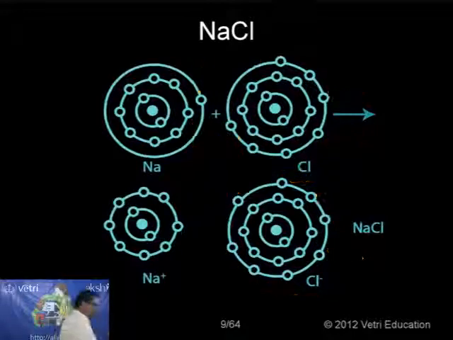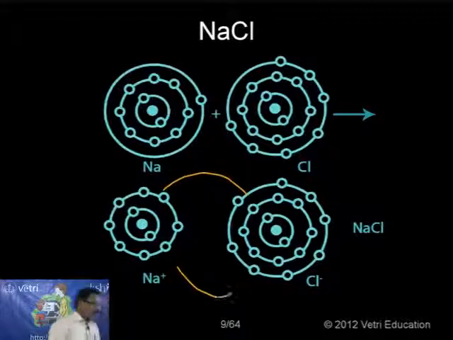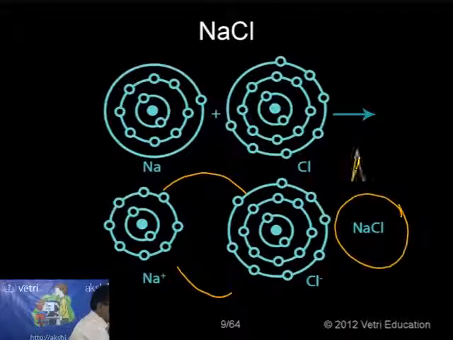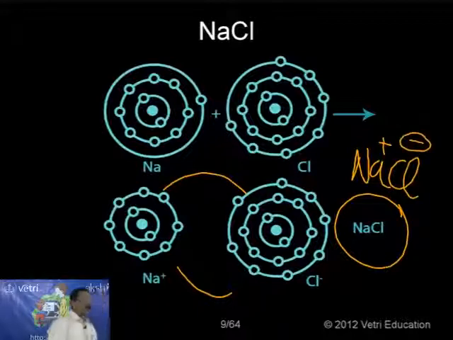Now we have a positive ion and a negative ion. The electrostatic attraction between Na plus and Cl minus is what we call an ionic bond. So there is one bond between them. We can represent it simply as NaCl, or sometimes indicate Na plus Cl minus. It is proved experimentally that even in the solid state it is present in the form of ions. This is the interesting information regarding the ionic bond formed in sodium chloride.